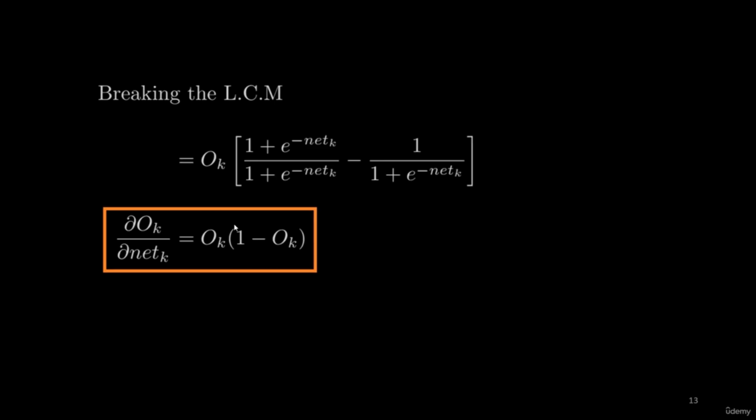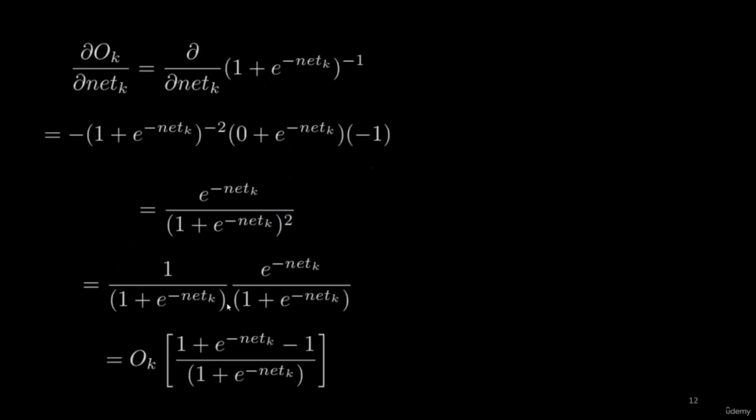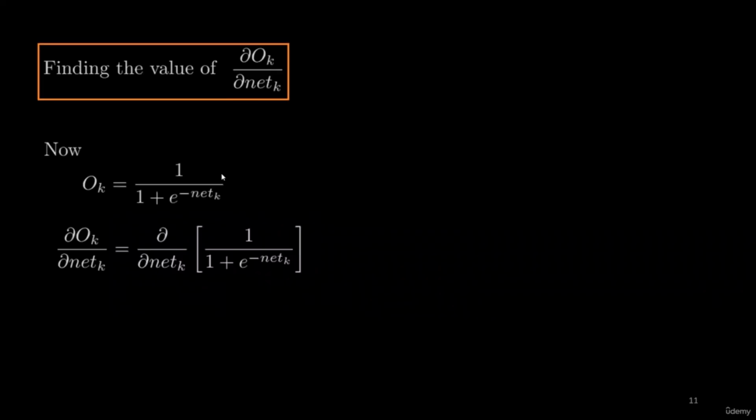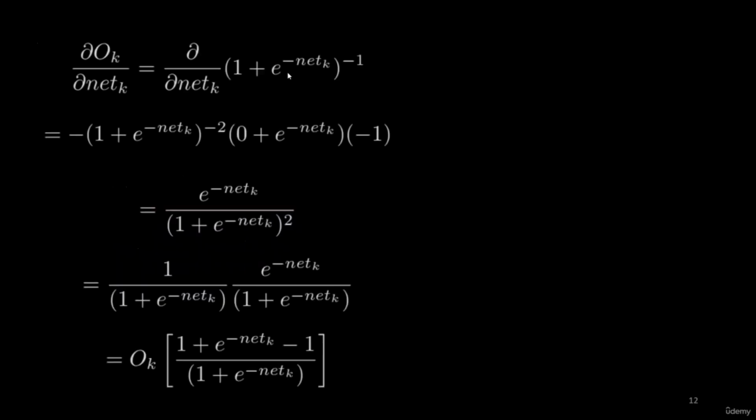So this is the simplification: if we take the derivative of O_k with respect to net_k, we will get O_k times 1 minus O_k. If we see, we started from here, that was our O_k. Then we took the first derivative of O_k with respect to net_k. To take the derivative, we moved the denominator term to the numerator and got this form. Then we took the first derivative: this minus 1 comes here, and we subtract 1 from the power, so it becomes minus 2 according to the rule of differentiation. Then, according to the chain rule, we calculated the derivative of this term, which comes out to be this.